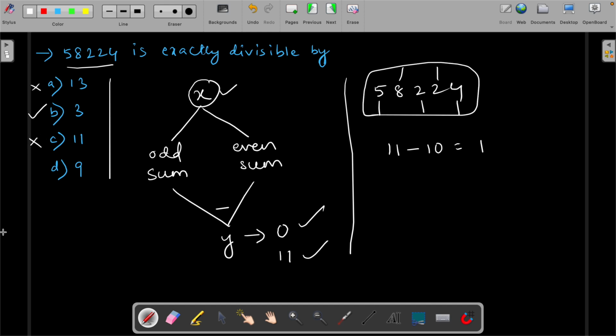Option C is wrong. Let us check if the given number is divisible by 9 or not. The same principle that we applied for 3 also goes with 9. What is the sum of all the digits in the number? 21. 21 modulo 9 is not 0. So the given number is not divisible by 9 as well. So the right answer is 3.